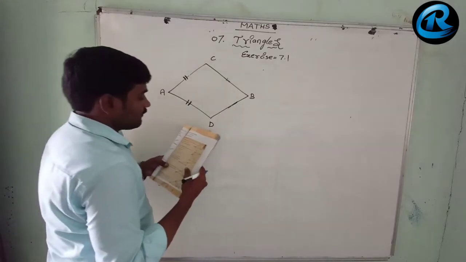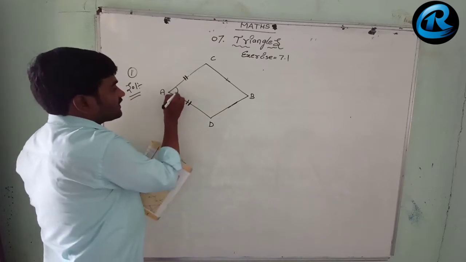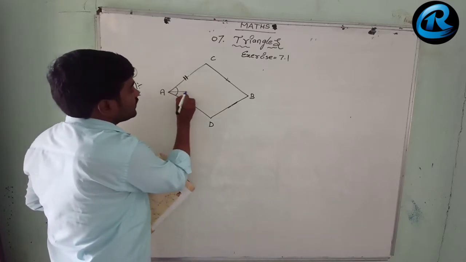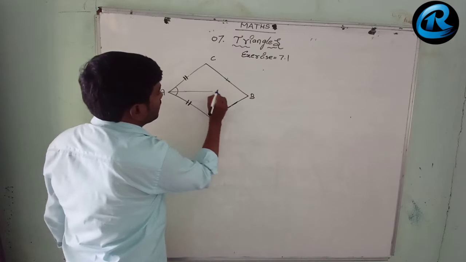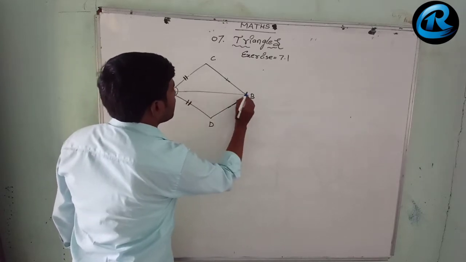Then here AB bisects angle A. Bisecting means dividing into 2 equal parts. Dividing into 2 equal parts, either the angle or whatever.